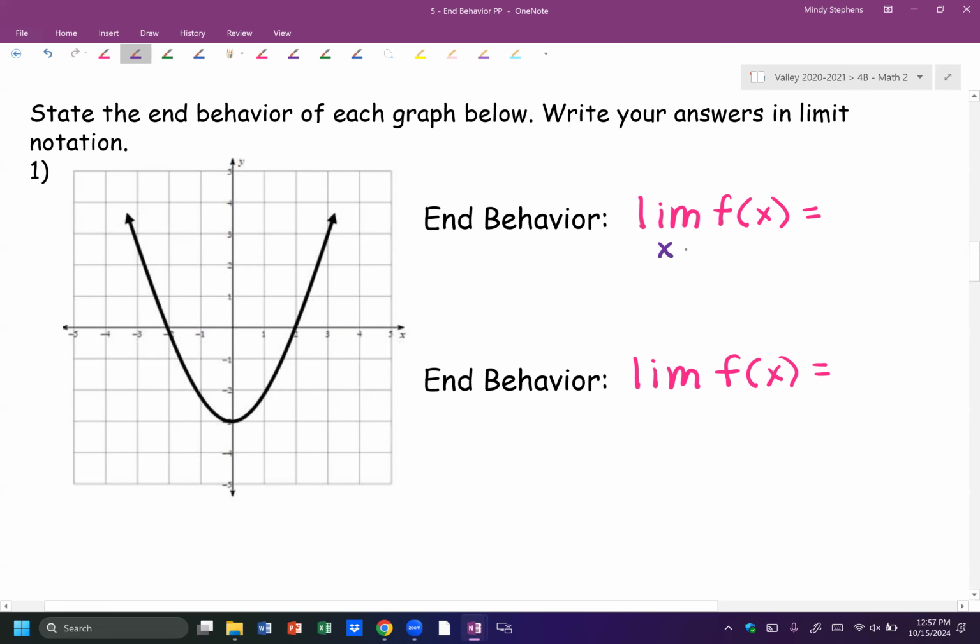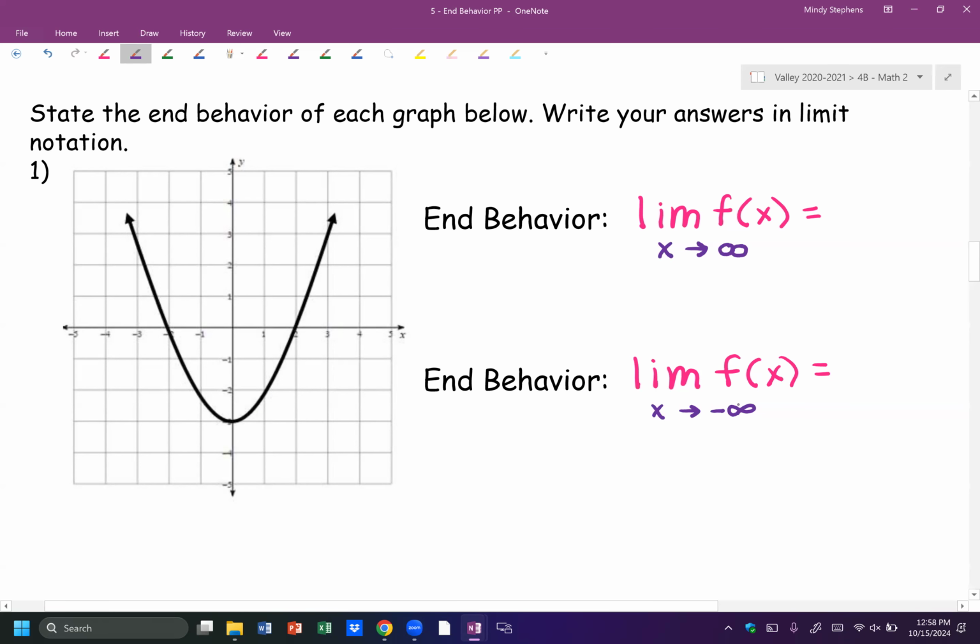Then you're going to have as x approaches positive infinity and x approaches negative infinity. So x, and then you have an arrow and a positive infinity. Then on the bottom, we're going to do x approaches negative infinity. That is going to be the same on every problem. You're going to have one positive infinity, one negative infinity. The right side will change every time. Sometimes they'll both be positive, sometimes they'll both be negative, sometimes you'll have one of each. But this part that I've written so far is going to be the same on every single problem.